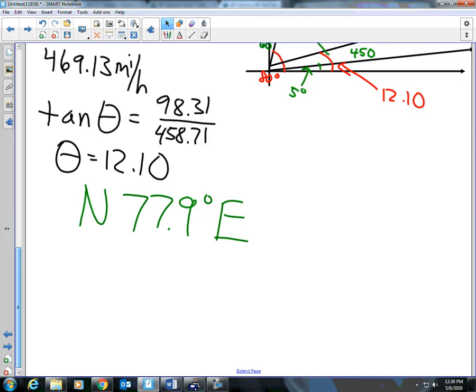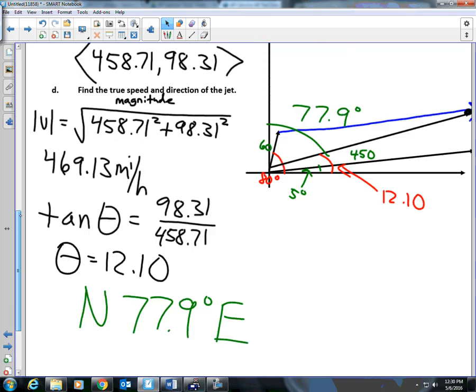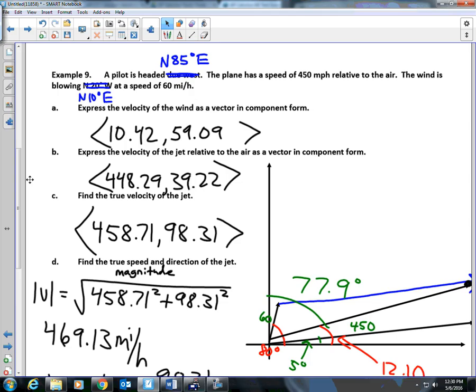So not really anything new. Component form, add them together, direction and magnitude. You just got to tie it into that type of problem. I like that problem because it gives it meaning, it gives it context, and I think it's a valuable piece.